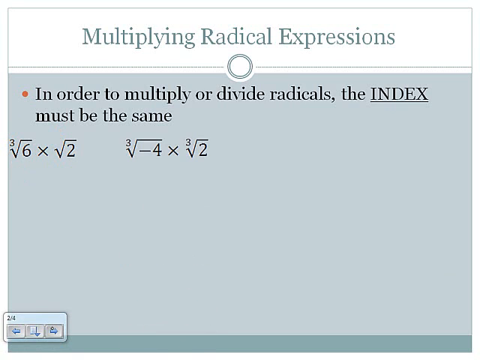Let's take a look at this one. This time the indexes are the same. You have an index of 3 and an index of 3. So when you multiply them, it becomes the cube root of -4 times 2, which is -8. Then we simplify the cube root of -8, much like we did yesterday, to find that the final answer is -2.